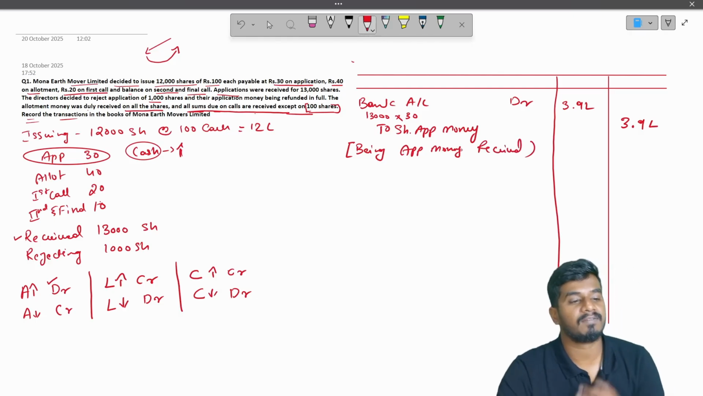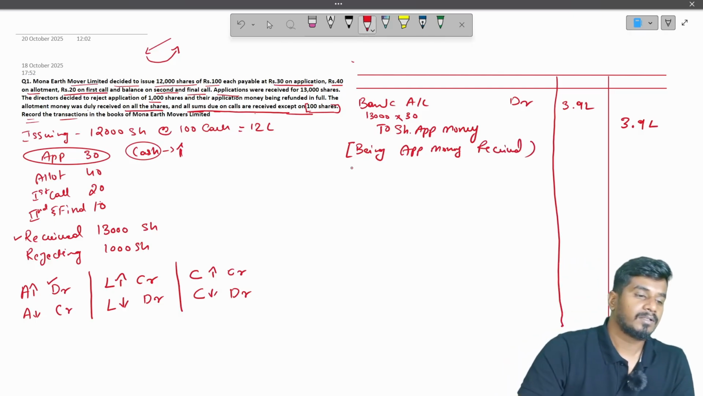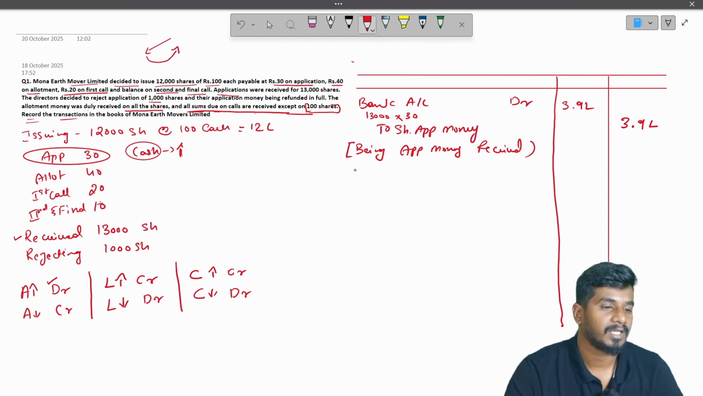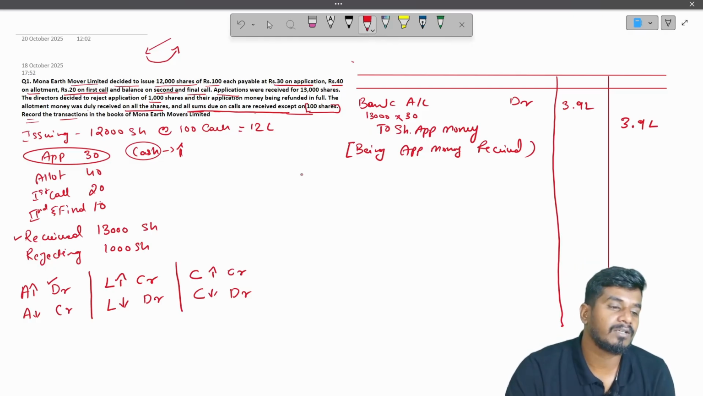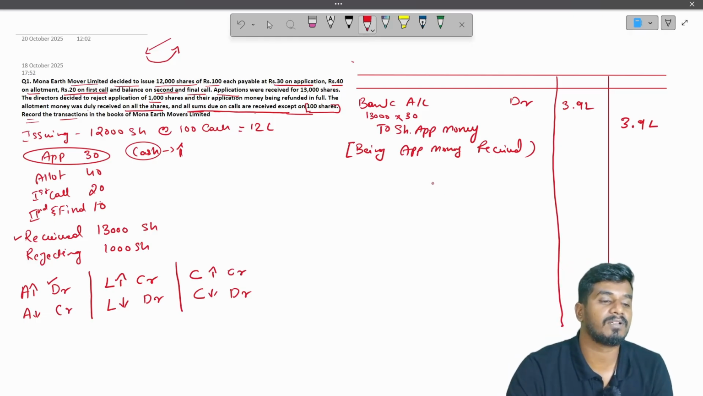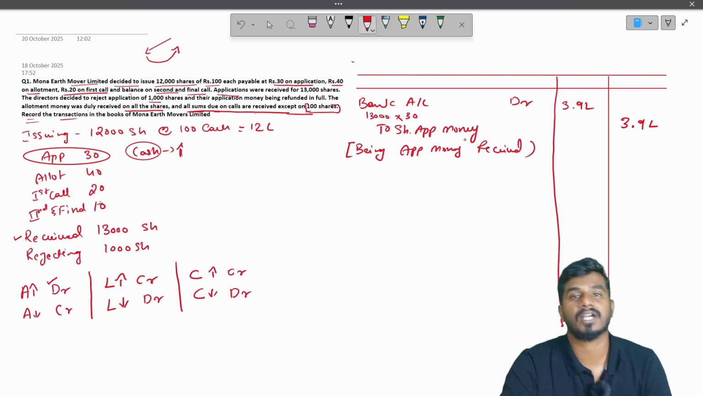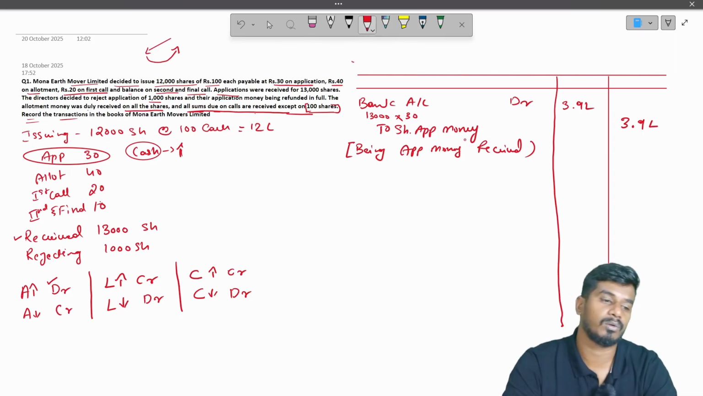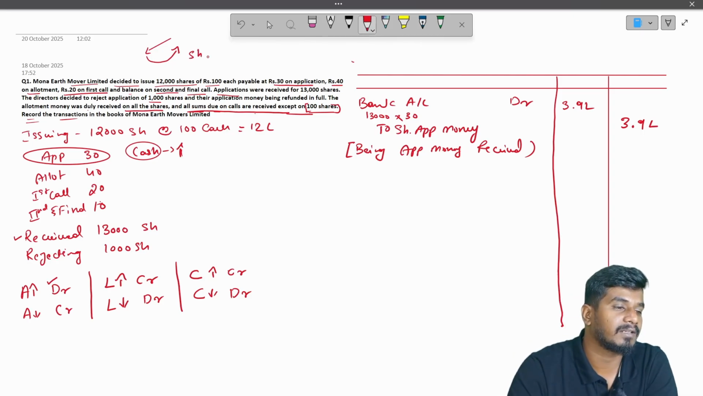This is more than enough, right? So the next one. We need to transfer whatever application money we have received for shares to the share capital account. From share application money account to share capital account. So what is share capital? Share capital is a liability. So if capital increases, we need to credit it.